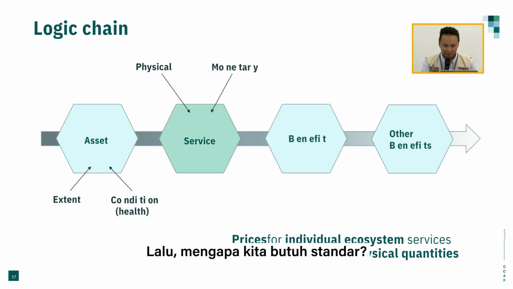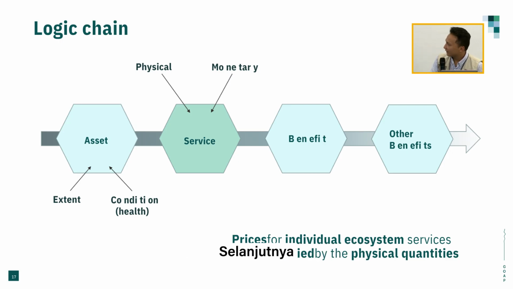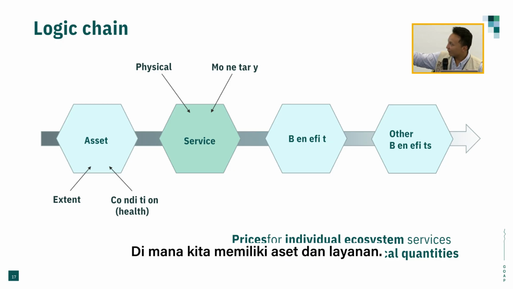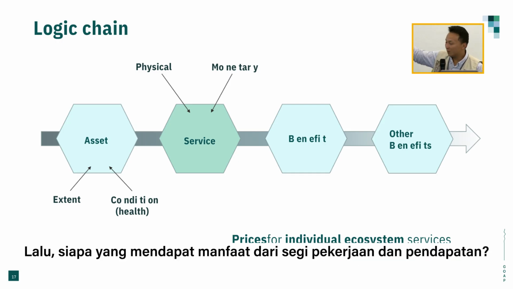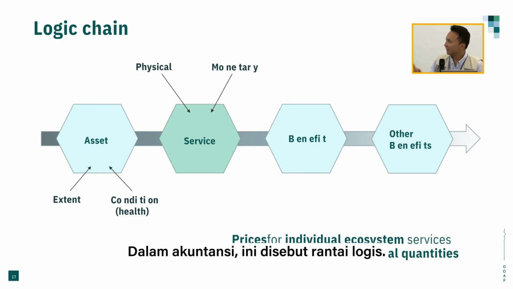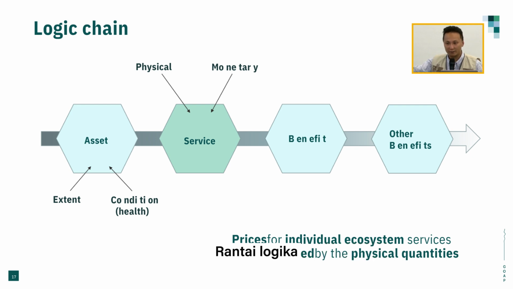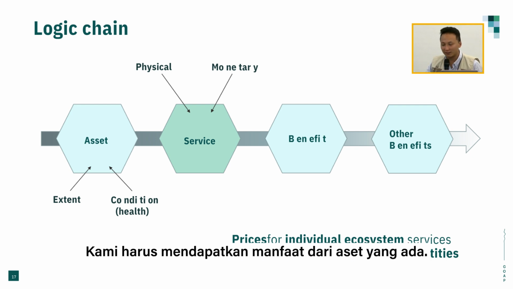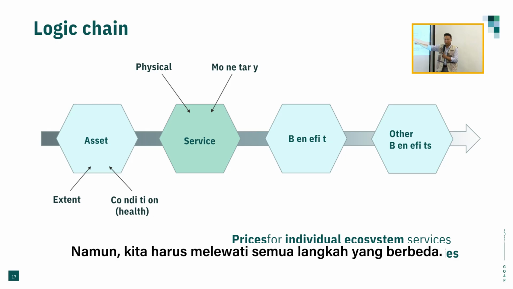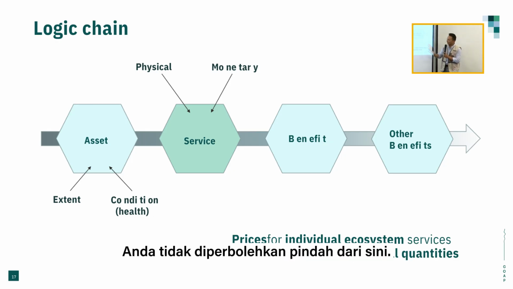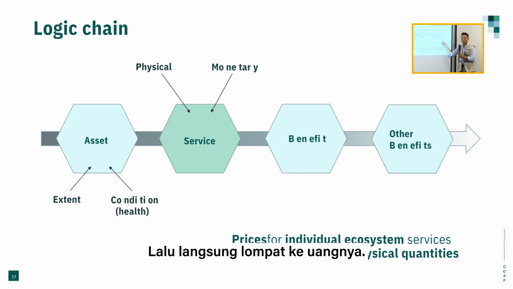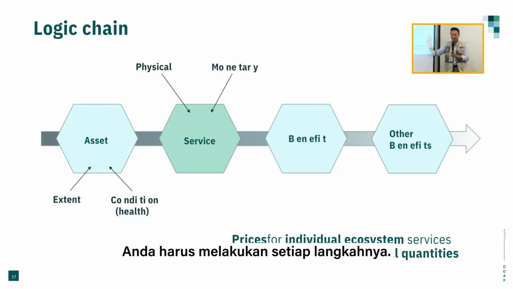So, why do we need standards? Next. This is what we saw this morning, where we have the asset, the service, the benefit, and then who benefits in terms of jobs and income, right? We call this, in accounting, the logical chain, the logic chain. Because in accounting, it's strict. We need to get from asset to the benefit, but we have to go through all the different steps. You are not allowed to go from here and jump straight to the money. You have to do every step.